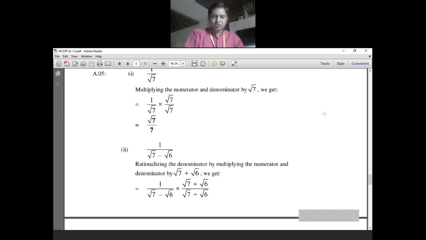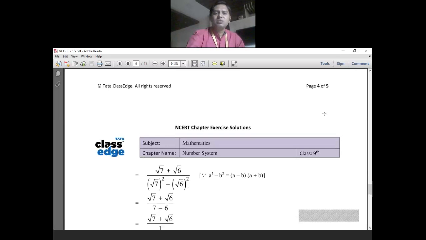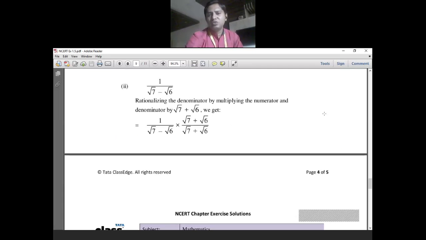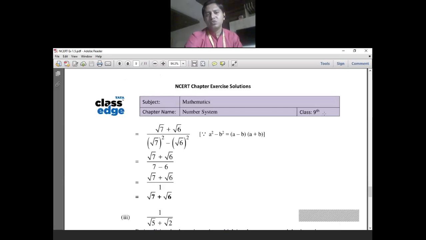In the second part of the question, 1 by (√7 minus √6). As we have 1 by (√7 minus √6), we need to multiply by the conjugate of √7 minus √6, or the rationalizing factor, in numerator and denominator. So we'll multiply by √7 plus √6. When we multiply, we're left with √7 plus √6 in the numerator, and the denominator is (√7 minus √6) into (√7 plus √6). This is (a plus b)(a minus b), that is √7 square minus √6 square. √7 square is 7, √6 square is 6, 7 minus 6 is 1. So we're left with (√7 plus √6) upon 1, and the answer is √7 plus √6.